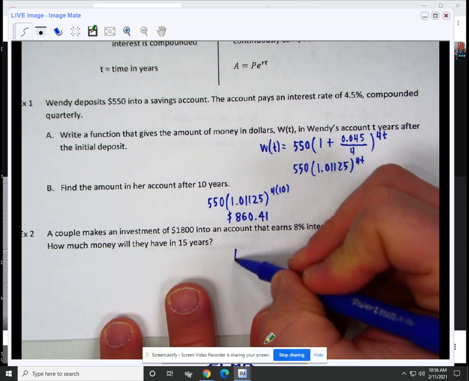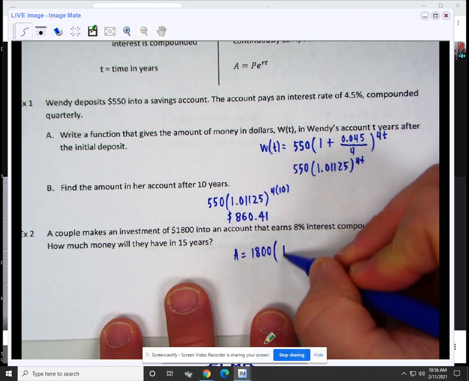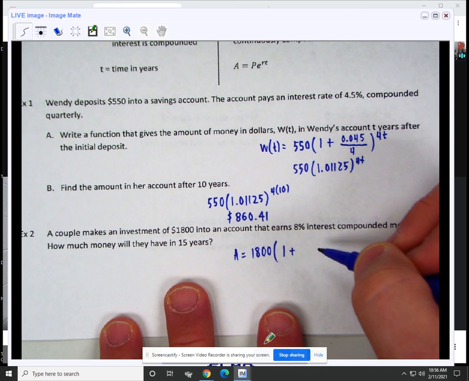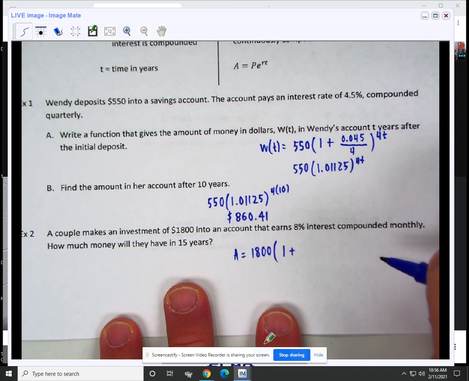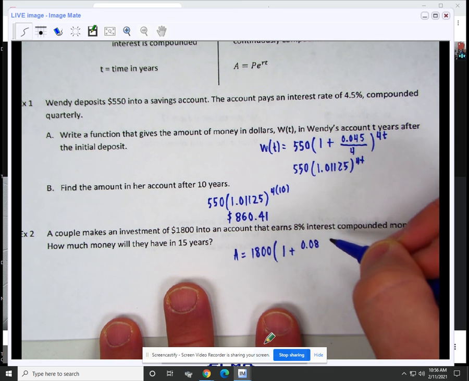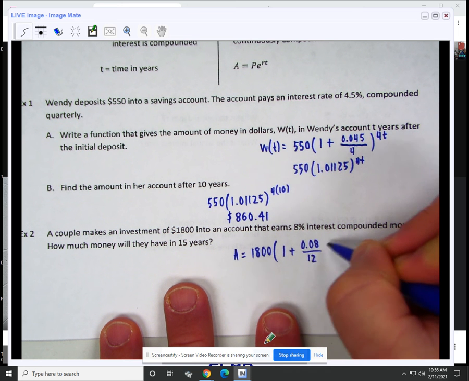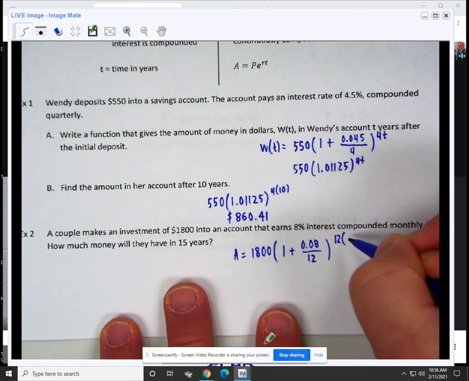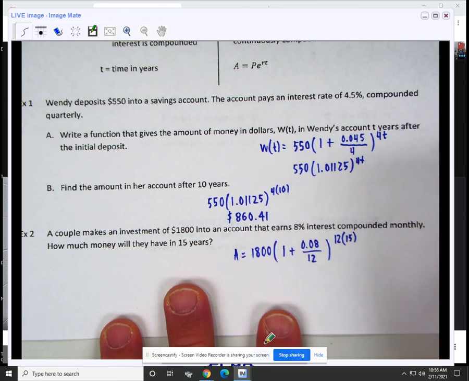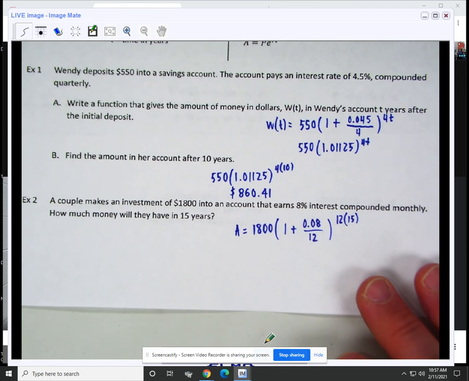So here we go. She will make 1,800 times 1 plus, what's r if it's 8%? 0.08, right? We moved it 2 to the left, or divided 8 by 100. Over n, what's n? 12, raised to the n, 12 times t, the 15th power. Look, I just got everything straight from my formula and my word problem.